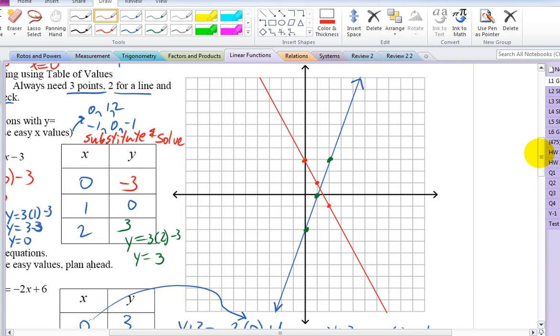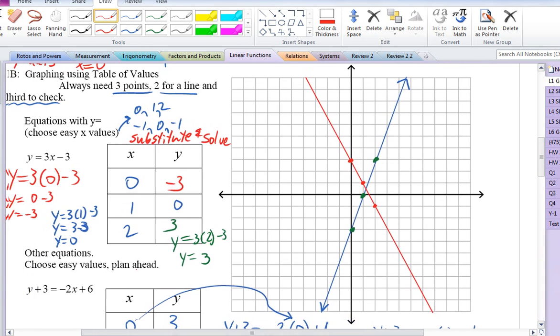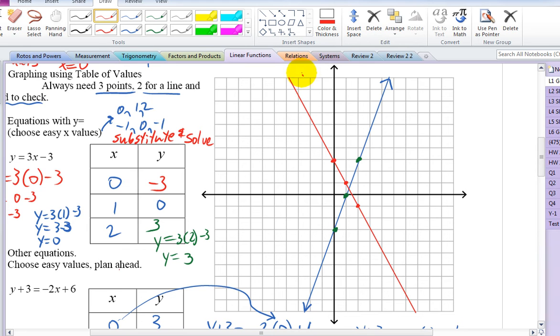Now, I should label these. I don't want to leave anything unlabeled. So this here is from question 2, so I can use a 2. This is from question number 1, I can use a 1. Or I can write the equations on the line as well. But you shouldn't leave it blank. Any questions? Turn it over.